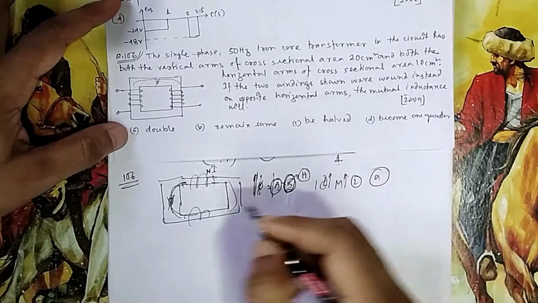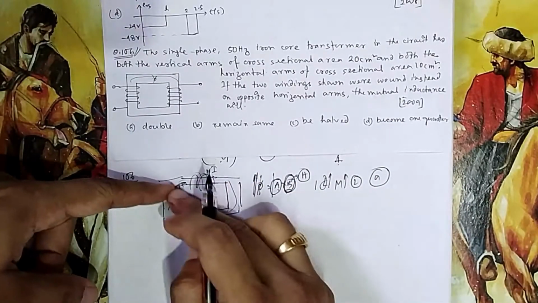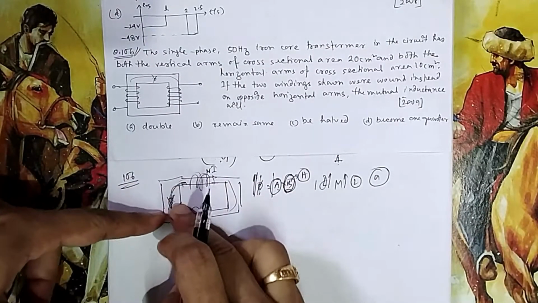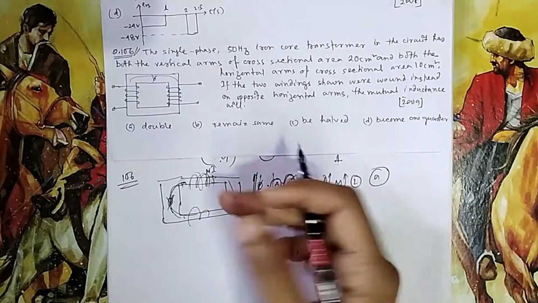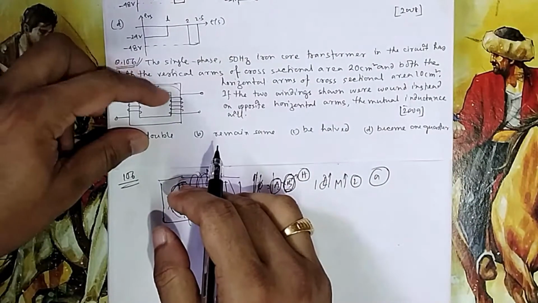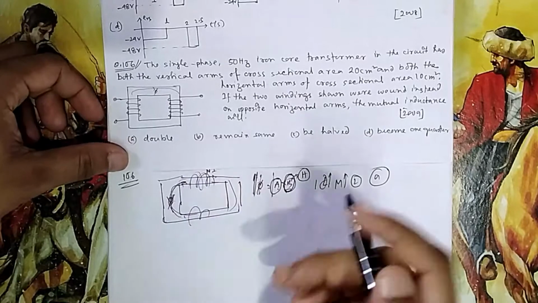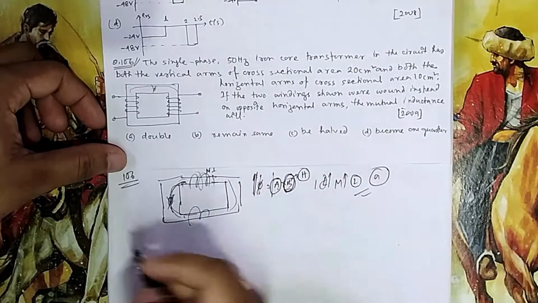So that's why it is option A. Because if you connect this one, you see the mutual flux flowing between these two gets more area. So that's why it will get double. Here the flux was flowing through this, so this area is more than that. So that's why it is double, and its answer is also double.